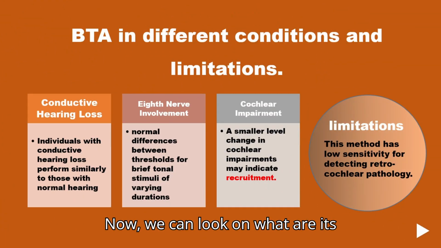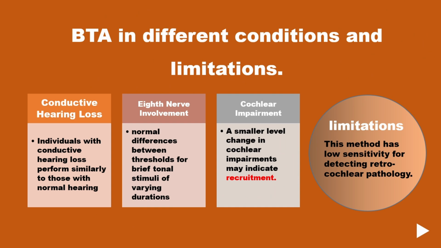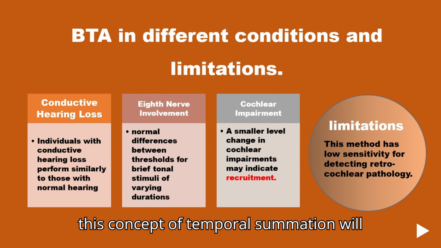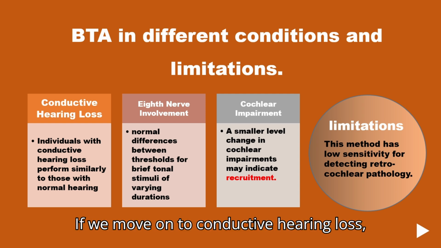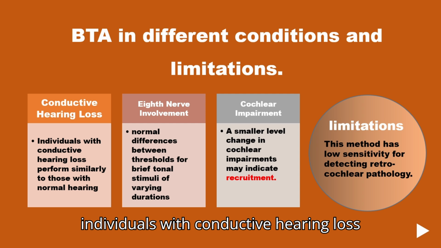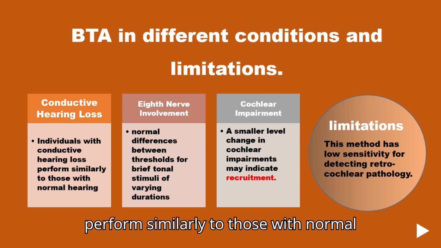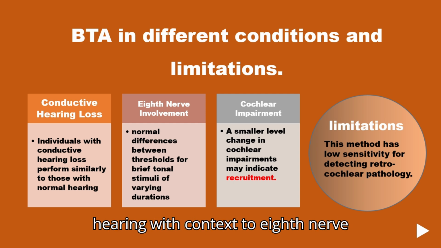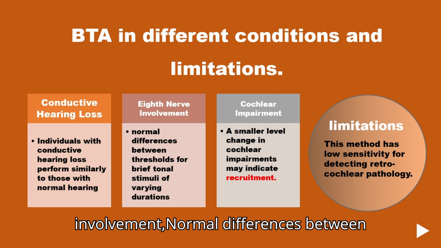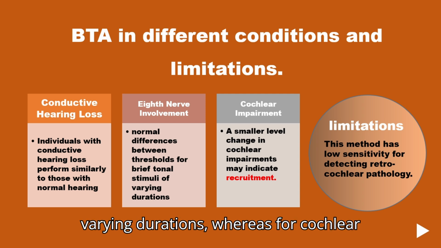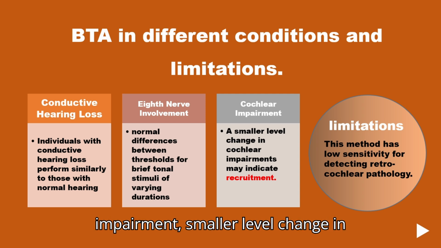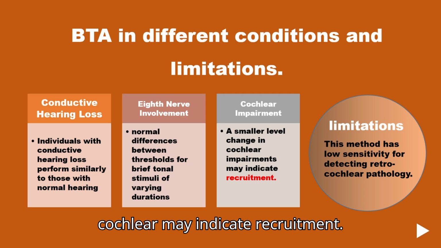Now we can look at its limitations and how this concept of temporal summation will react in other pathologies. If we move on to conductive hearing loss, individuals with conductive hearing loss perform similarly to those with normal hearing. With eighth nerve involvement, there are normal differences between thresholds for brief tonal stimuli of varying durations. Whereas for cochlear impairment, a smaller level change in cochlear may indicate recruitment.